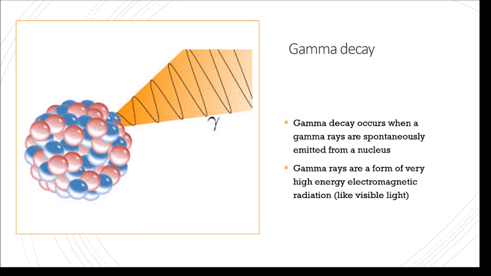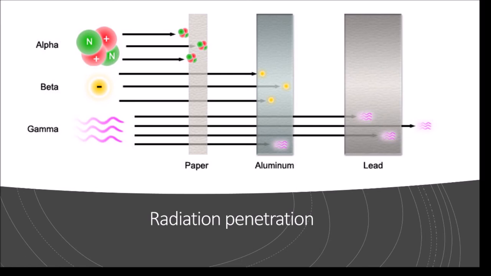In terms of radiation penetration, alpha particles will only make it as far as a piece of paper. They can travel through the air, but they will be stopped by something as thin as a piece of paper. Beta particles, or those electrons, can be stopped by a piece of aluminium, whereas gamma is actually very highly penetrating, and it's able to penetrate through several centimeters of lead.